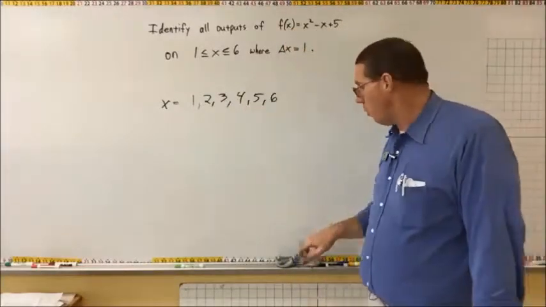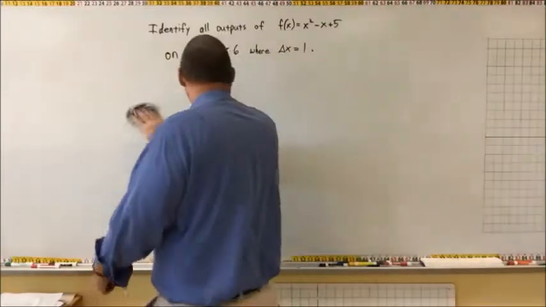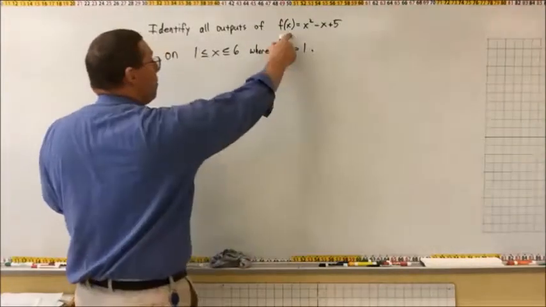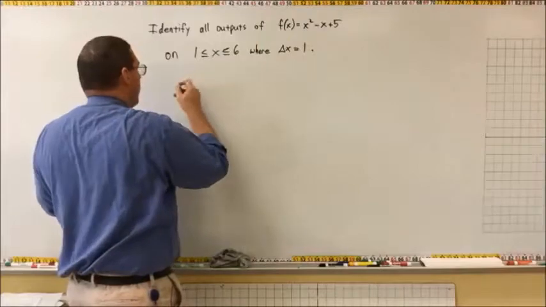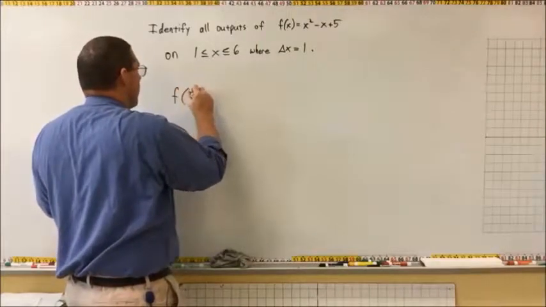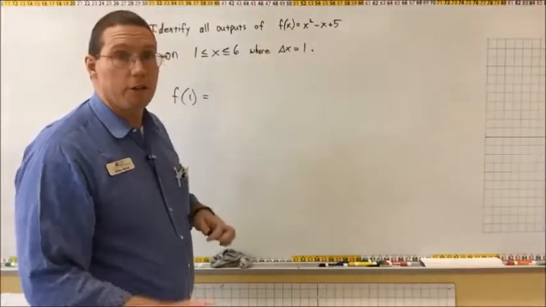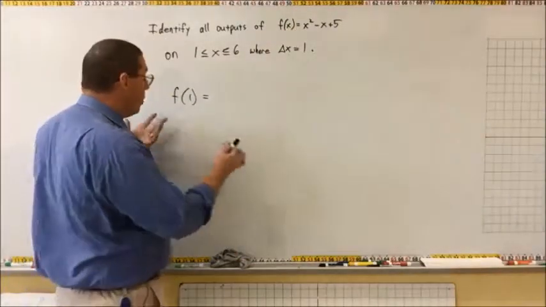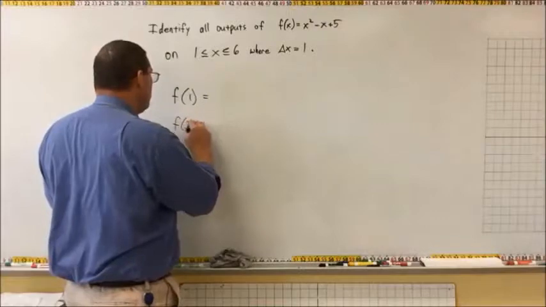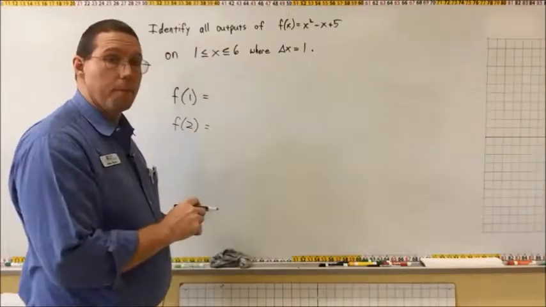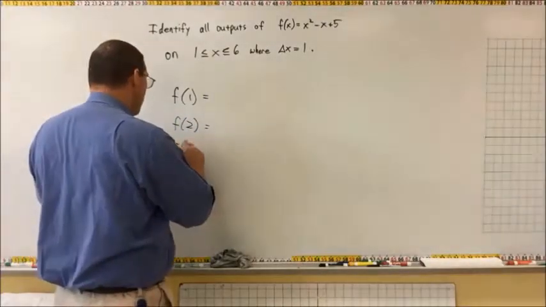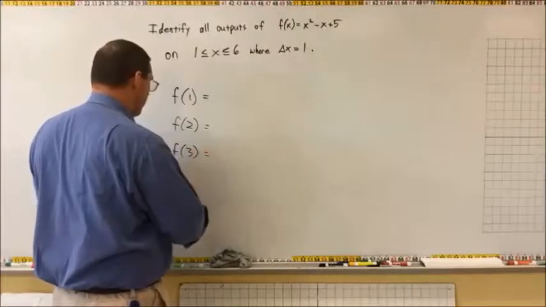So basically what we want here is we want to know what the output of this function is at 1. So that's f of 1. Plug 1 into that function. Also, plug 2 into that function. Also, plug 3 into that function.